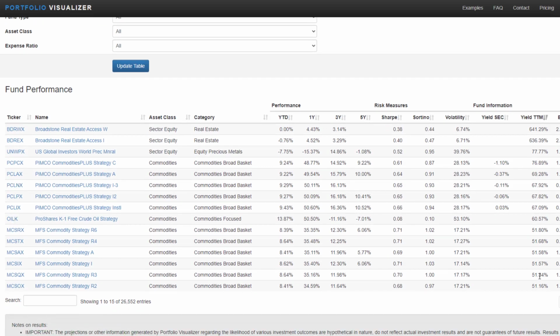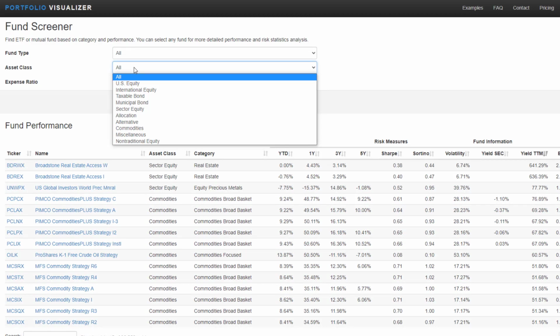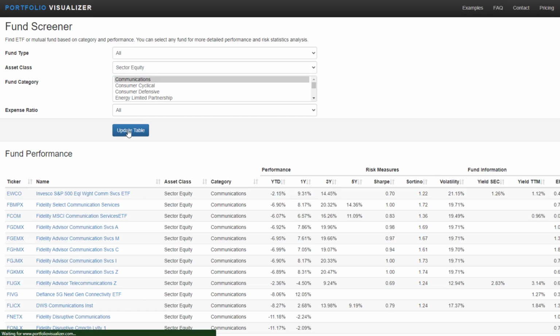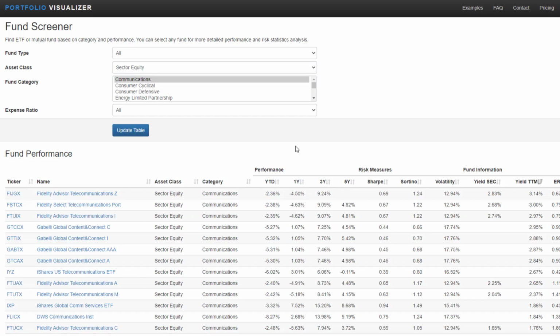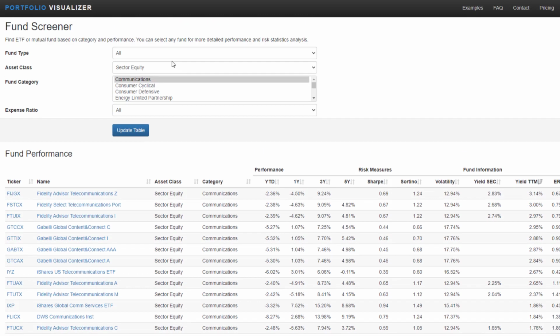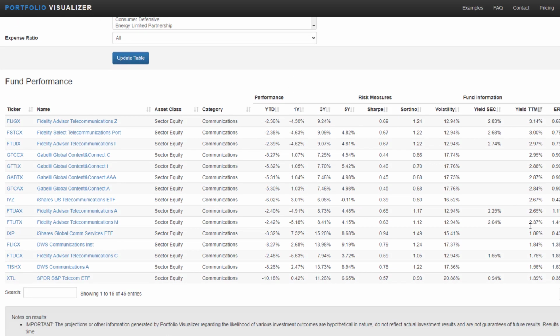Or if you wanted to narrow your search down a little bit, you can choose different sectors. Let's say the communication sector, find a high dividend yielding fund, and we take a look and we have in the top 15 funds out of 45 entries in the communications sector, anywhere from 3% down to a 1.3% yield. And then we can compare that with their year-to-date, 1 year, 3 year, and 5 year performances.